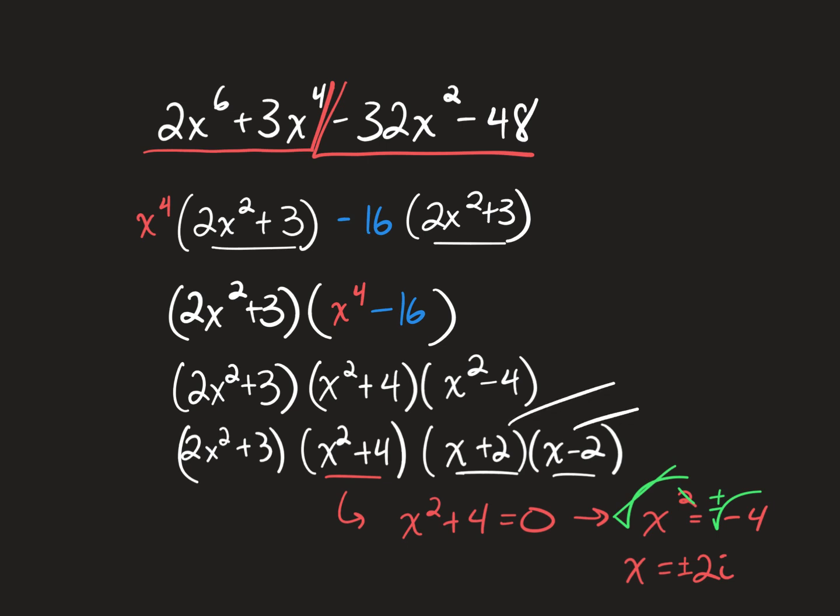The zeros from these two factors are relatively simple to find, x equals negative 2 and x equals 2. And if you follow the same solving process that I showed here for this one, you should get 2 zeros of x equaling plus or minus i root 3 over 2.